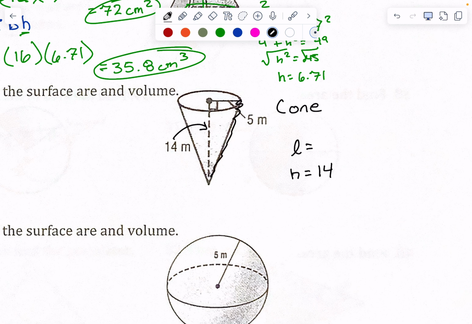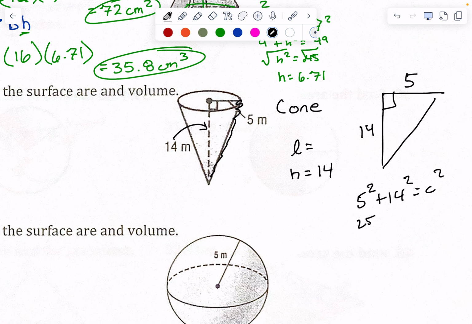So we've got this little thing going on right here. This is 5, this is 14. 5 squared plus 14 squared equals c squared. 25 plus 196 is 221. And the square root is, what'd you say? 14.9. Perfect. That's the slanted height.